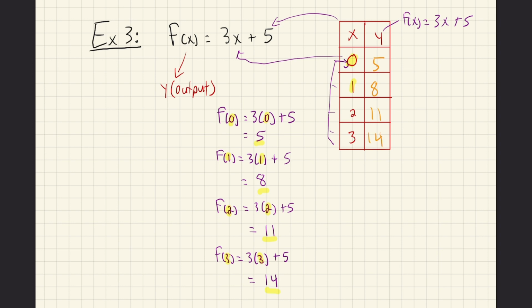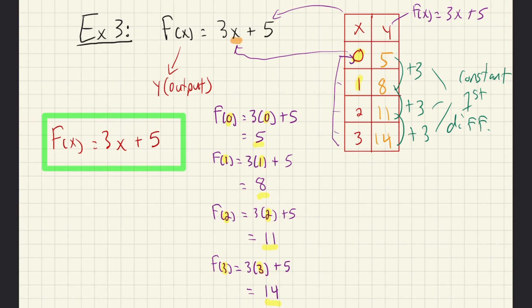Now, what I can do is take first differences and see if I'm getting a constant first difference. So the difference between 5 and 8 is +3. 8 and 11 is +3, and 11 and 14 is +3. So we have constant first differences, which so far tells us that this is a linear function.